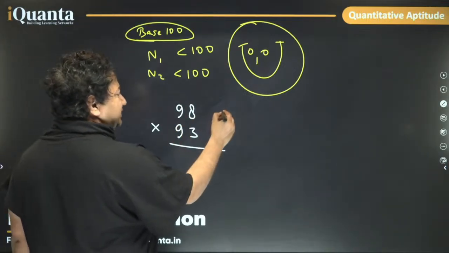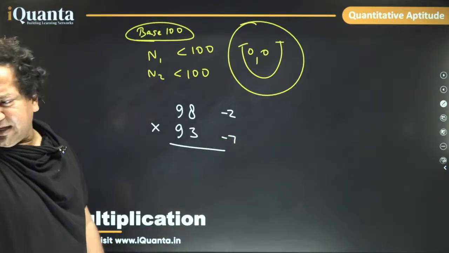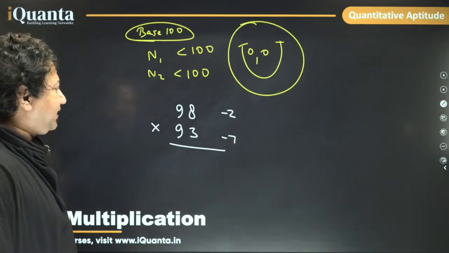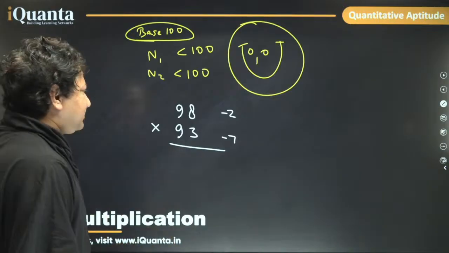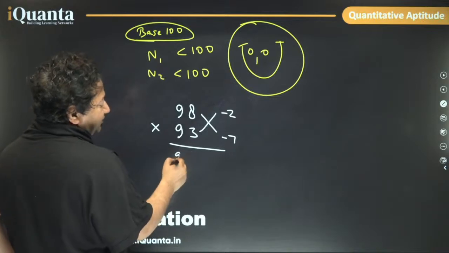This is 2 less, I'll just write minus 2. This is 7 less, I'll write minus 7. From 100, the base is 100, right? Minus 2 and minus 7. Everything remains the same, nothing changes. 98 minus 7 or 93 minus 2, you'll get 91 only.